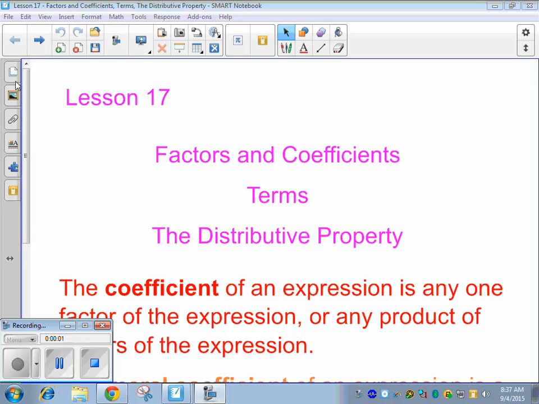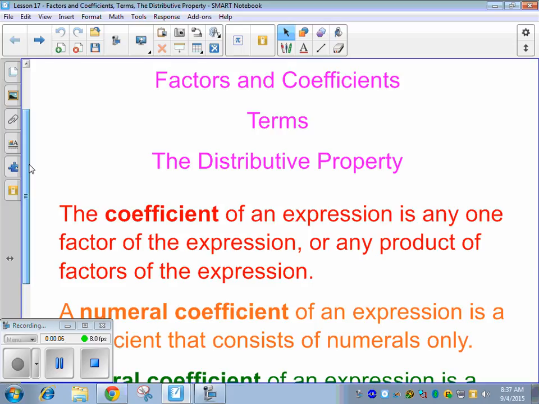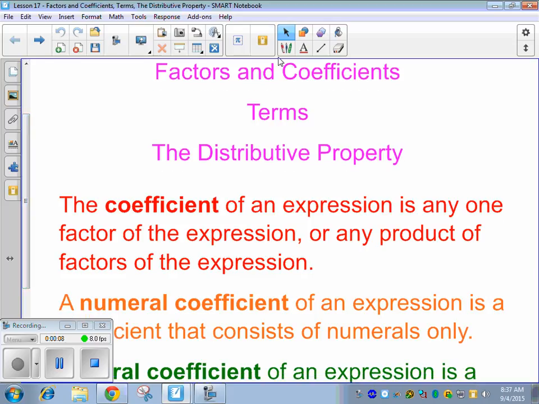17. So first we're going to start with some vocab. I'm going to tell you which ones you guys are going to want to write in your notes. Definitely I would say this one, go ahead and copy down in your notes really quick. The coefficient of an expression is any one factor of the expression or any product of factors of the expression.